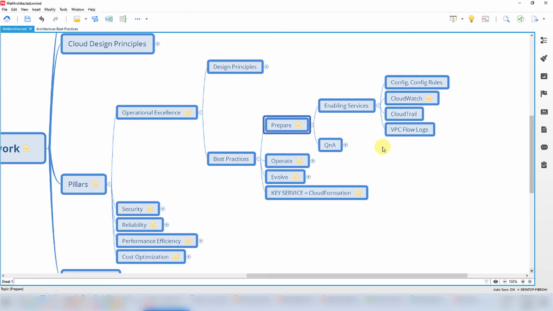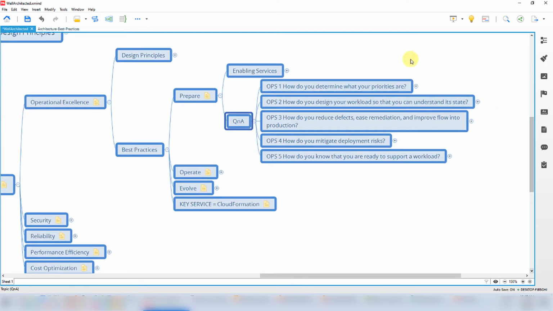For the prepare category, the key enabling AWS services include Config, CloudWatch, CloudTrail, and VPC flow logs. CloudWatch facilitates a dashboard of metrics from all components, logging, including OS level info that can be logged in CloudWatch via a logs agent. For the prepare phase, these are the key questions that drive best practices.